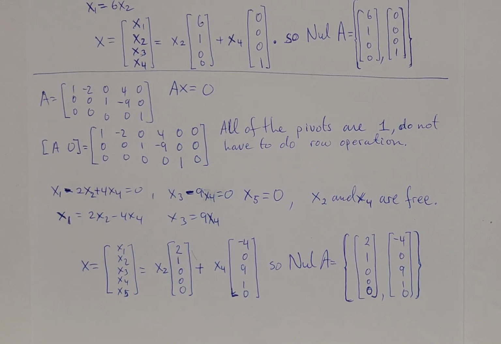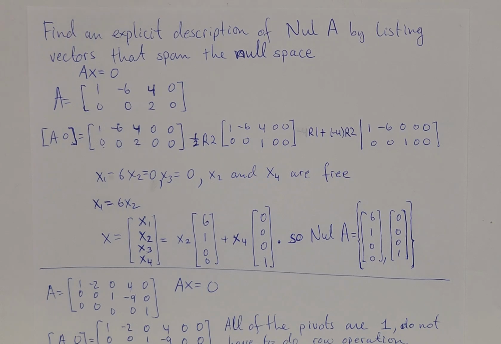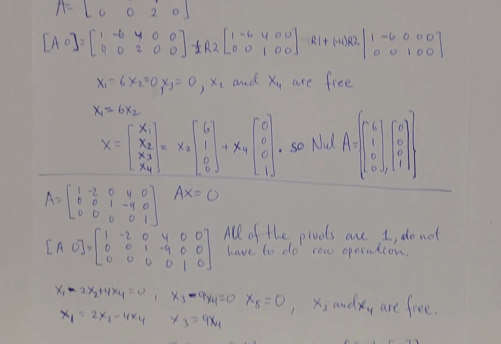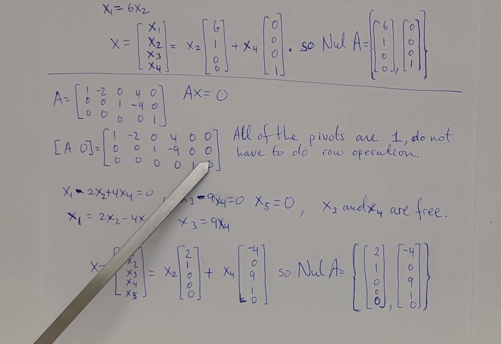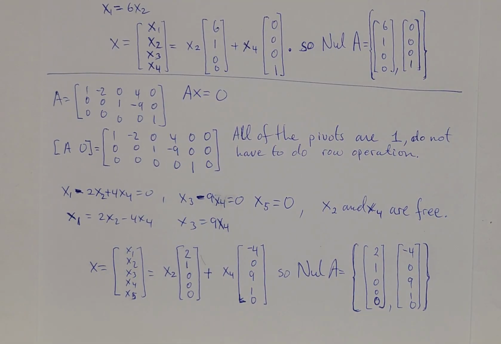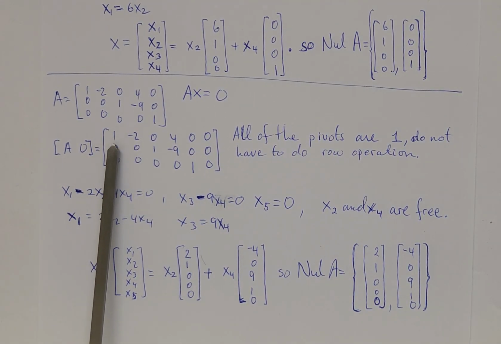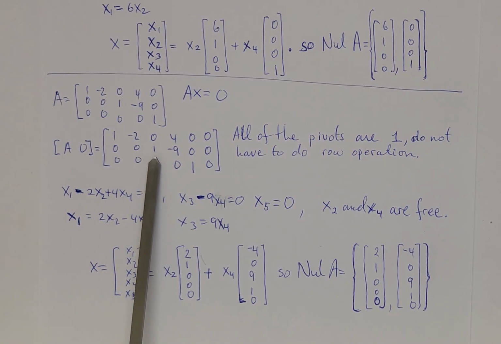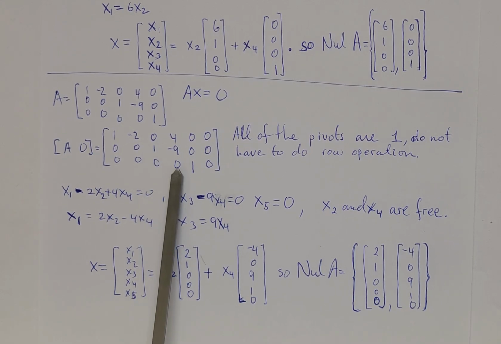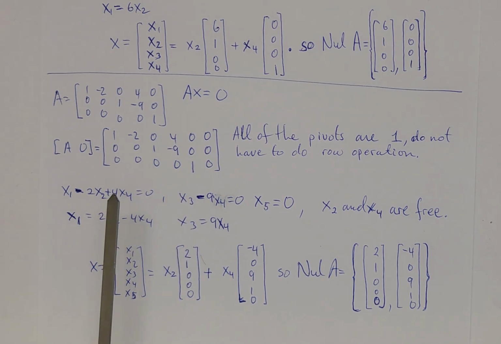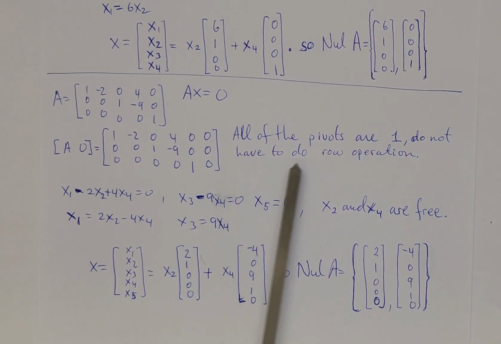Again, if we are looking for vectors that span the null space, we need this extra 0 so that we can solve for it. As you look carefully, this spot is already solved. There's nothing here, so we leave it alone. This spot is already solved because it's a 1. This spot, there's nothing here, so we leave that alone. This spot is already solved, so everything in this matrix is already solved, so we don't have to do row operations.